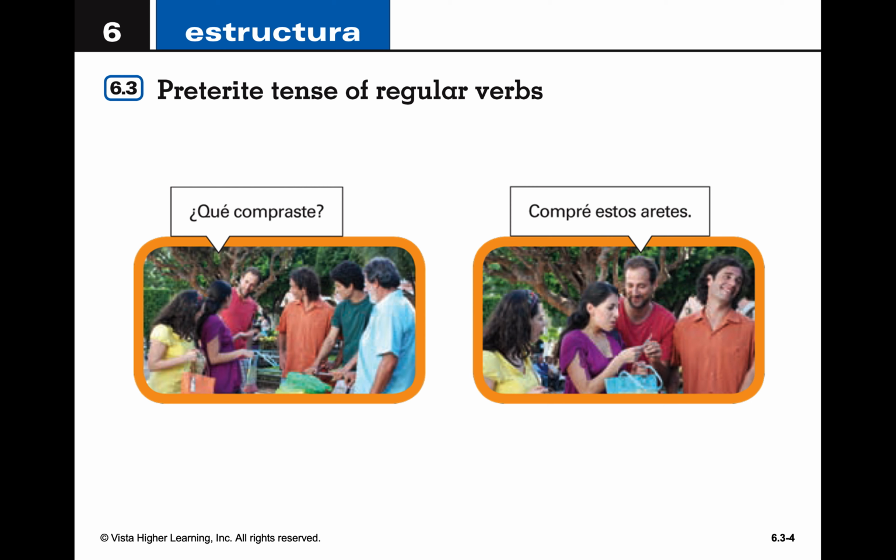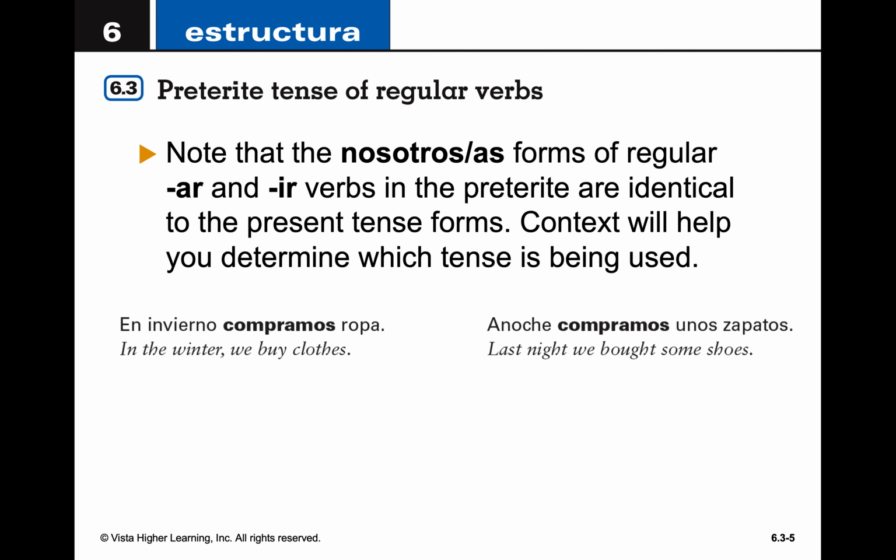So if I'm using the preterite tense of regular verbs, ¿qué compraste? What did you buy? Compré estos aretes. And then again, I bought these earrings. So it occurred in the past.